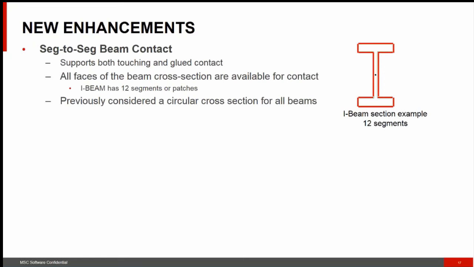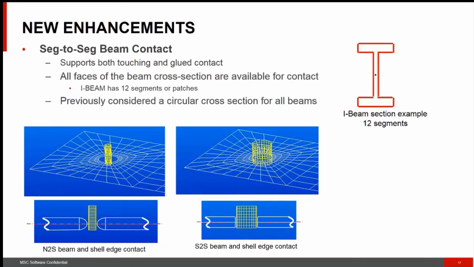Before this new feature was available in MSC Nastran, an equivalent contact radius was used to take beams into account when it comes to contact. That's why it was considering all the beams to have a circular cross-section.